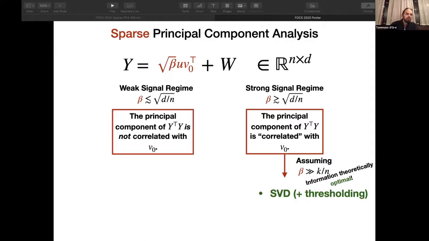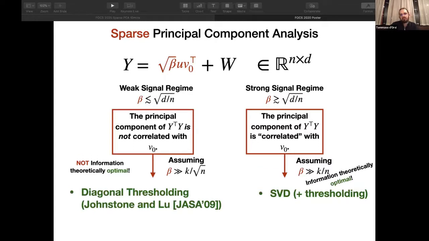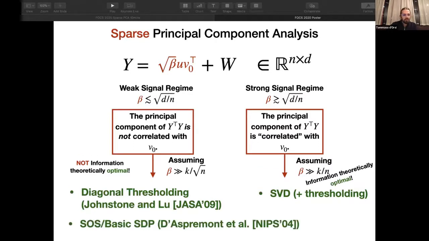In the weak signal regime, instead, things are a bit different. There's a gap between what we can do efficiently and what we can do statistically. We need to assume that beta is larger than k over root n. So there's a root n gap. The algorithms we have are diagonal thresholding and semi-definite relaxation or sum of squares. If you don't know diagonal thresholding, just think of it as applying some thresholding step and then some spectral algorithm. That is fine for this talk.